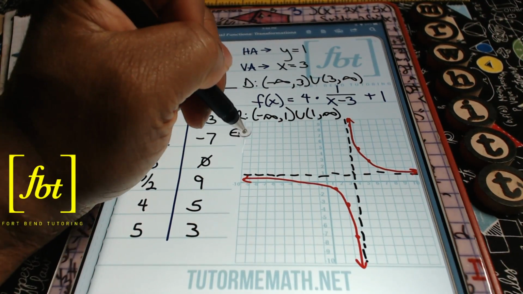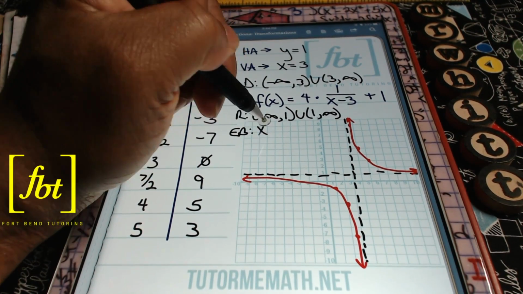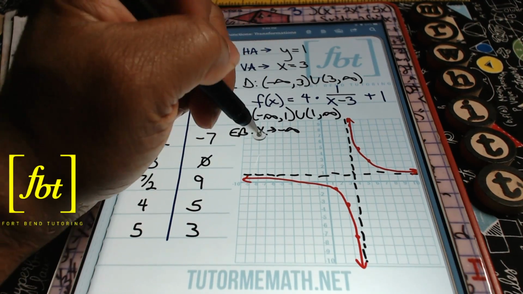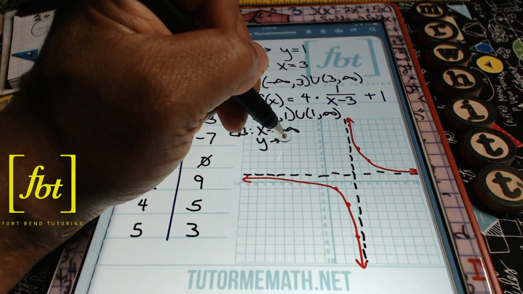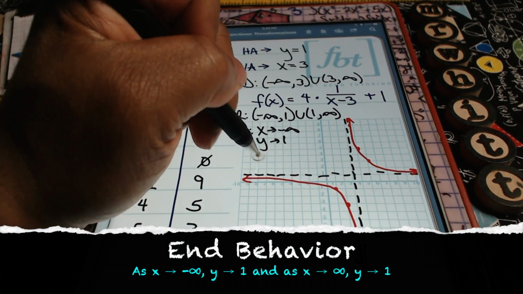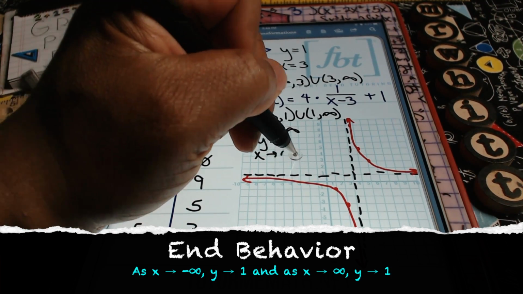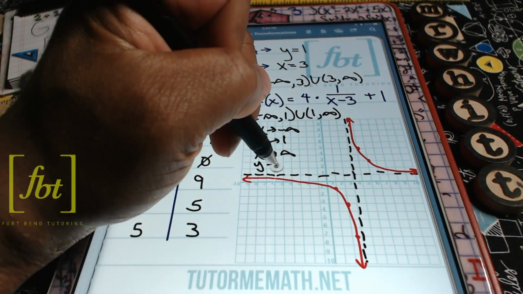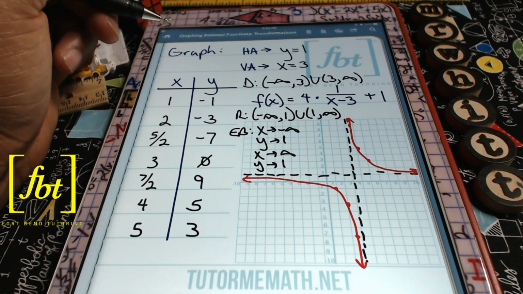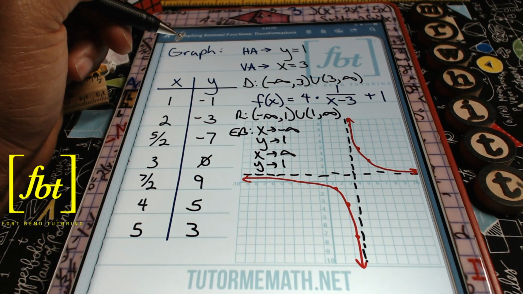Your end behavior is going to be as x approaches negative infinity, y approaches 1. And then as x approaches positive infinity, y approaches 1. And there you go for your end behavior, guys.